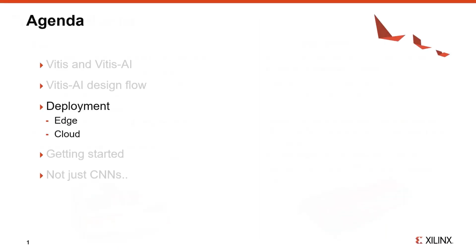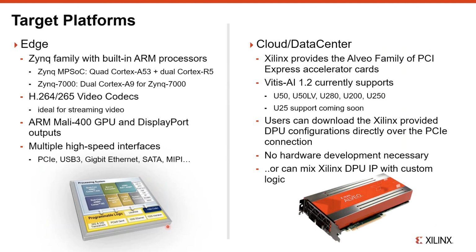So what are we deploying on exactly, and why did we make certain choices? For Edge, which is the new fancy marketing term for what we've always been calling embedded, for Edge kind of applications, we've focused on the Zynq family. The main reasons for that obviously are, number one, that it has these built-in ARM processors, either the quad Cortex A53s in the MPSoC or the dual Cortex A9s in the Zynq 7000 families.